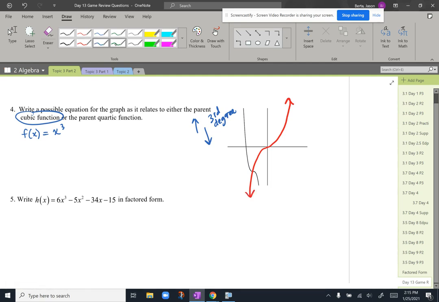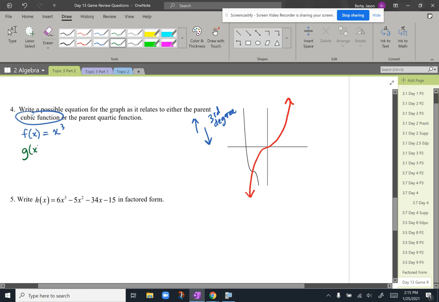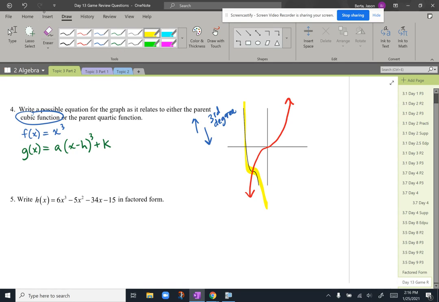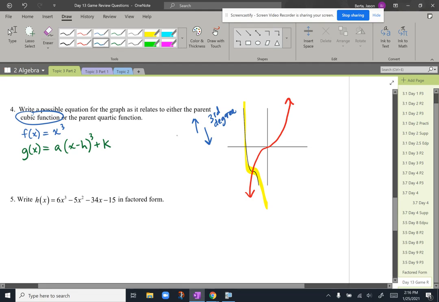Now we need to figure out, we'll call our graph g of x. We need to come up with a coefficient, the right kind of h value, and the right kind of k value to reflect the graph that is actually shown in the problem. Here I see the a value. First I'm going to ask, is it positive or negative? Well, I know that the end behavior reflects that of a negative leading coefficient. So a must be negative.